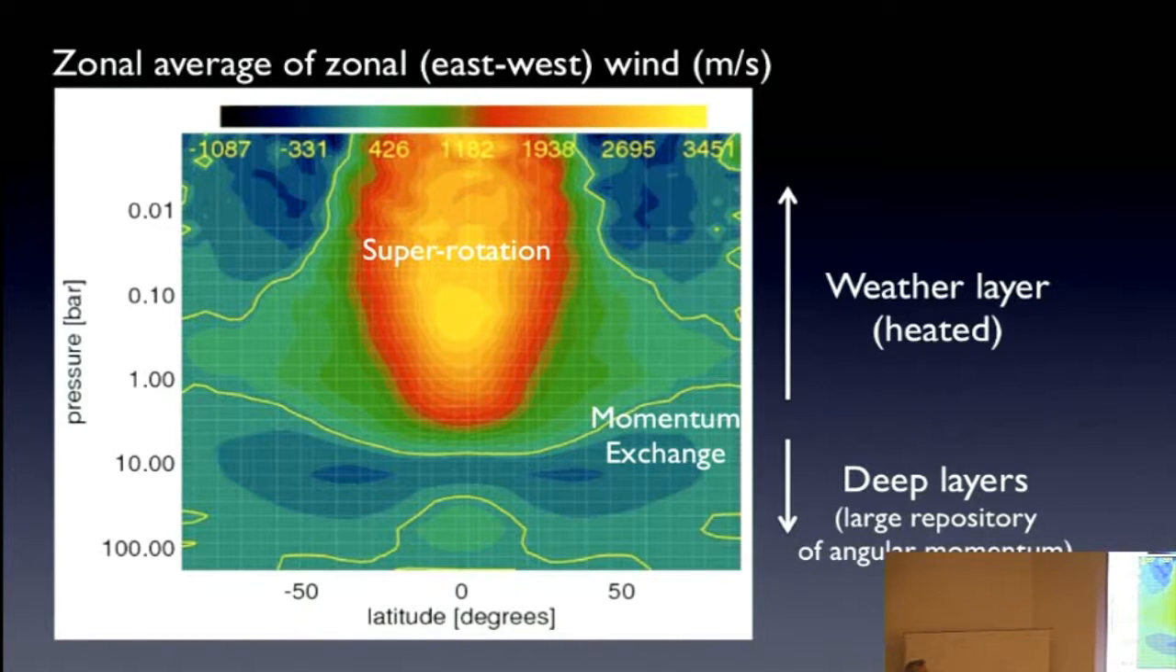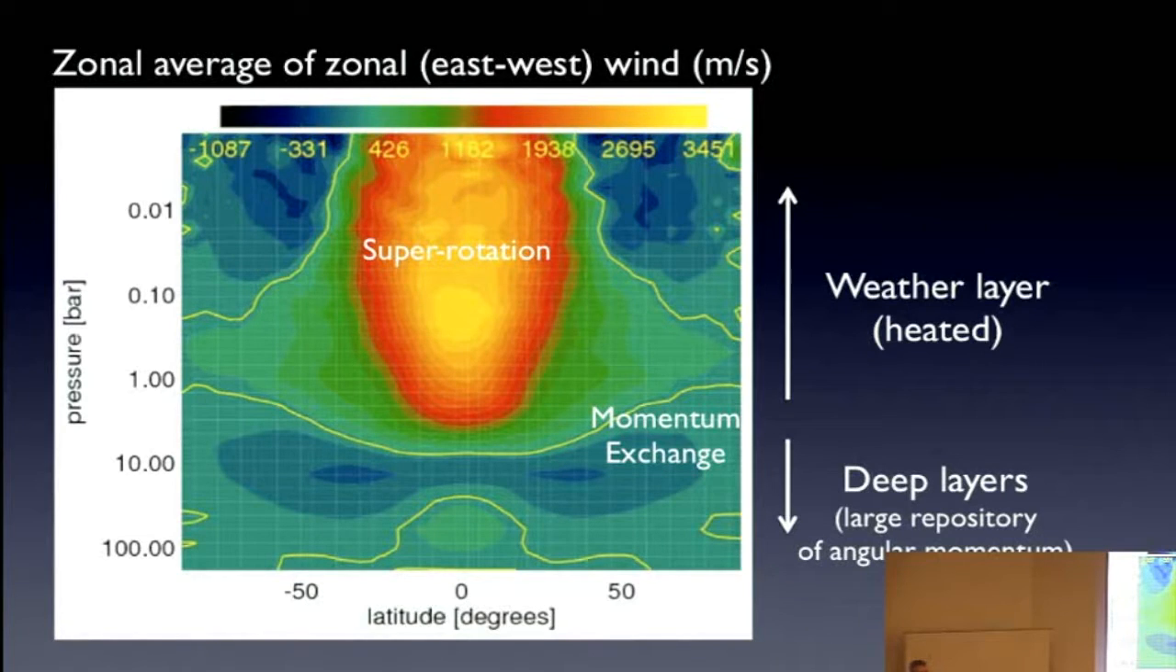The equator is here, and you see that throughout the weather layer, the layer that's being forced by the solar insolation, you have strong positive winds, so you have equatorial superrotation. Again, that's been seen to emerge consistently. And then you do get negative winds approaching the poles here, high up in the atmosphere.